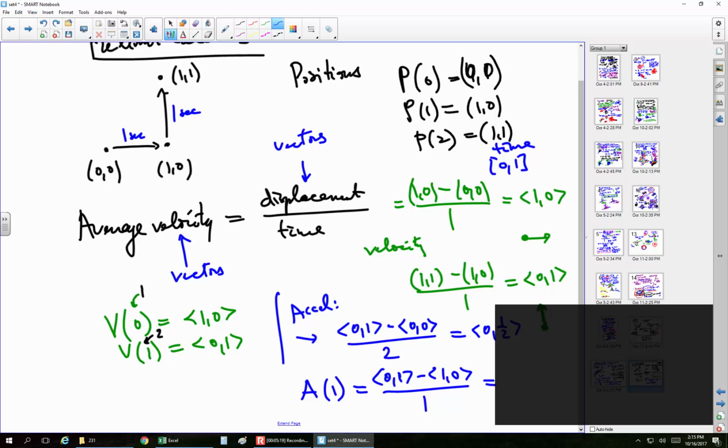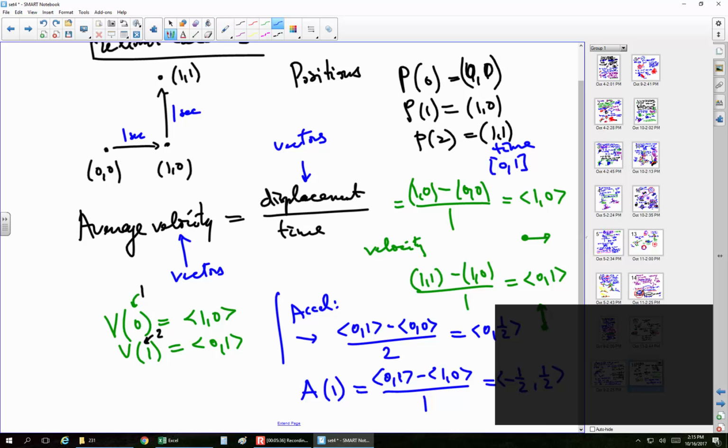I'm sorry, what is it? Negative 1/2, 1/2. Right, yeah. Negative 1/2, 1/2. Okay, so that's the acceleration.